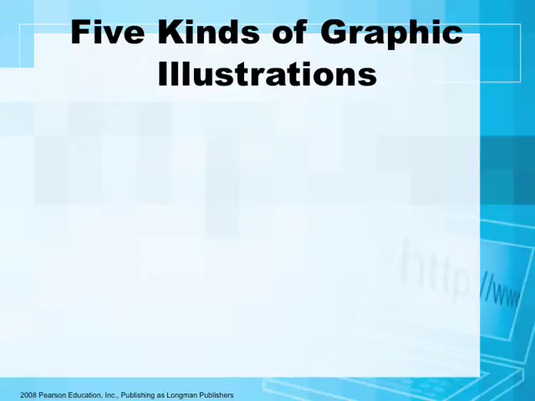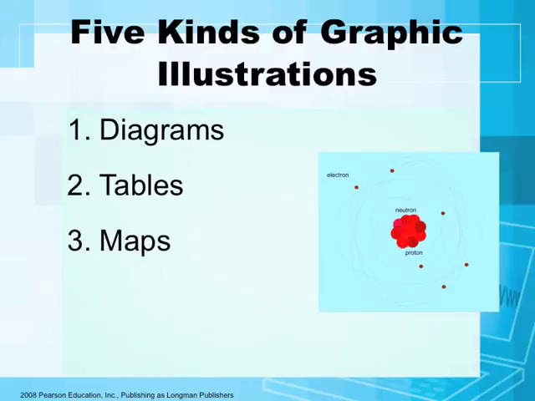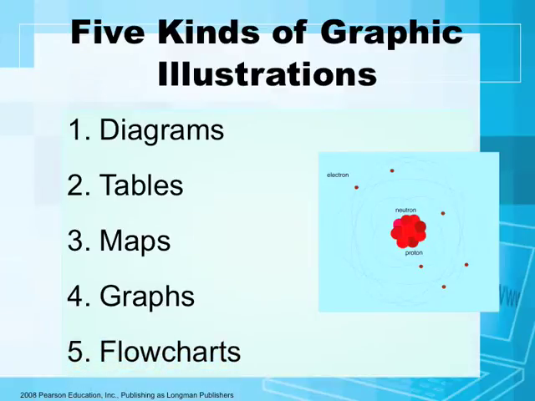Five kinds of graphic illustrations. These are the illustrations we'll be going over in this chapter. There are diagrams, there are tables, there are maps, there are graphs, and there are flowcharts, all of them representing a different way to convey and convince you of information.